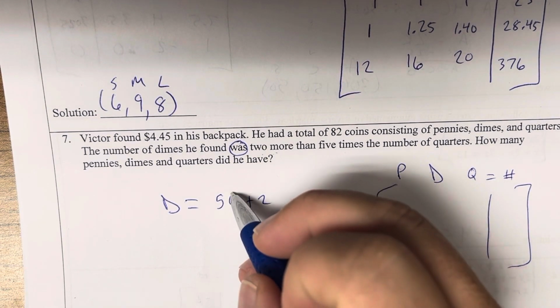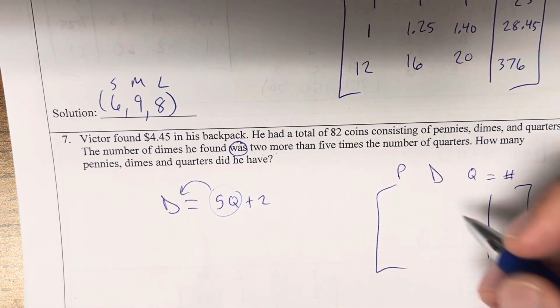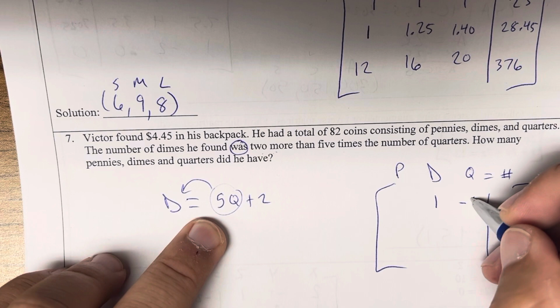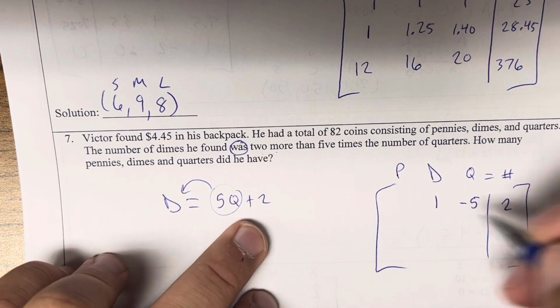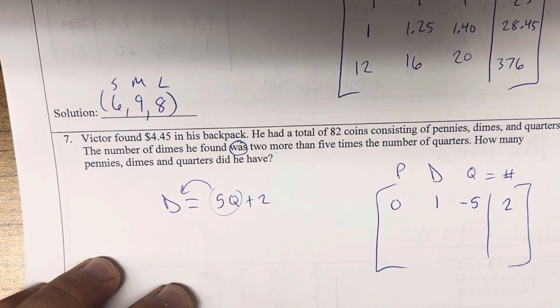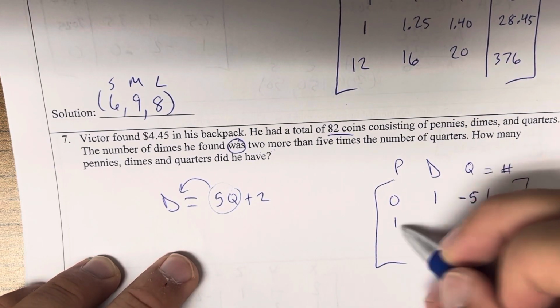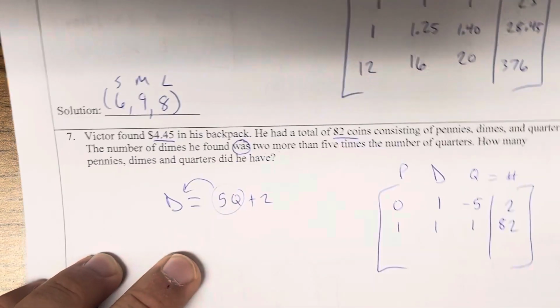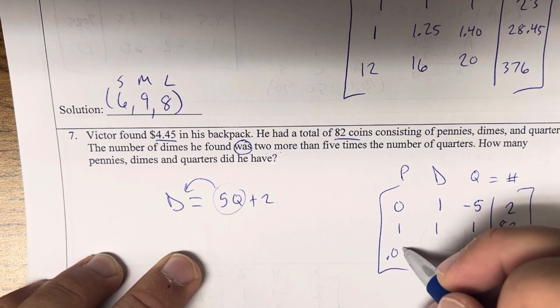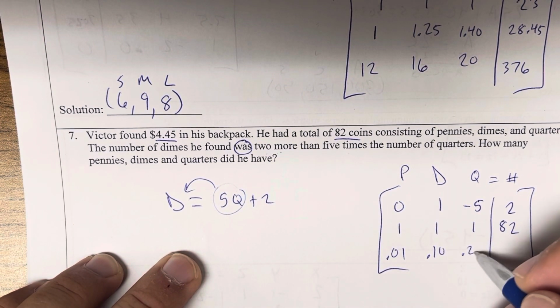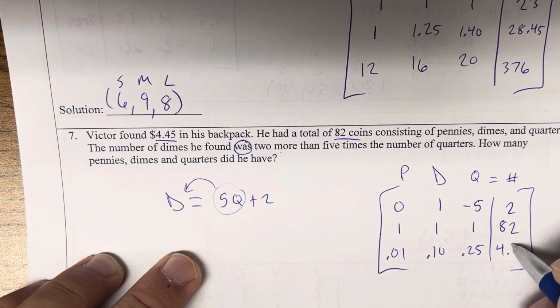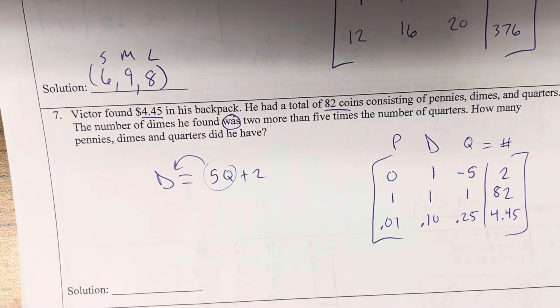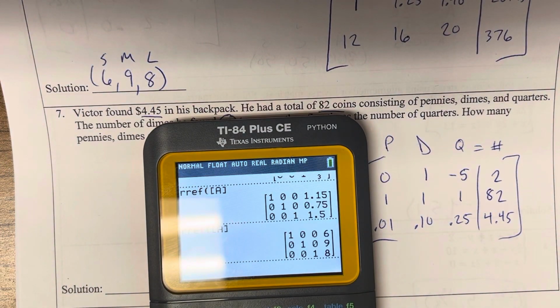So to get this matrix ready, I'm going to move the 5Q over. So it's going to be a positive 1 for the D, a negative 5 for the Q, and then my answer is 2, no pennies involved. There were 82 coins, so the number of pennies, number of dimes, number of quarters equals 82. And then there was $4.45. We'll put in the value, 0.01, 0.10, and 0.25 equals the 4.45. So there's my 3 equations.